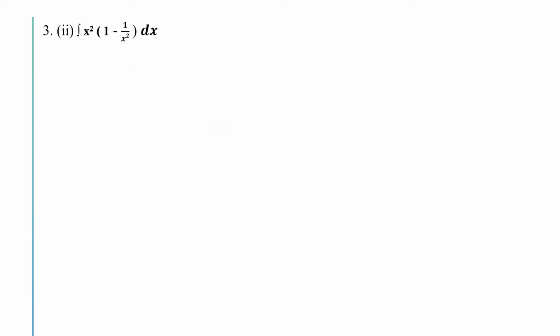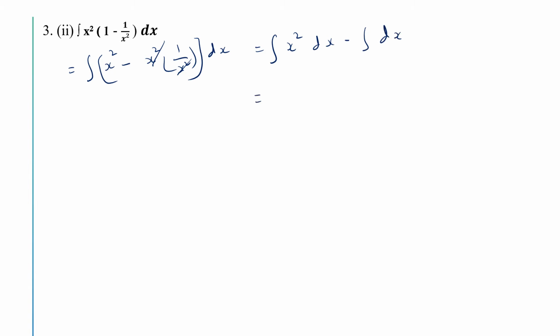The next question, integral x square into 1 minus 1 by x square dx. Let us simplify this as integral x square minus x square into 1 by x square dx, so these two will go. So this is equal to integral x square dx minus integral dx. Integral x square dx is x raised to 2 plus 1 by 2 plus 1, so it is x cubed by 3, minus integral dx is x, plus c, the constant of integration.